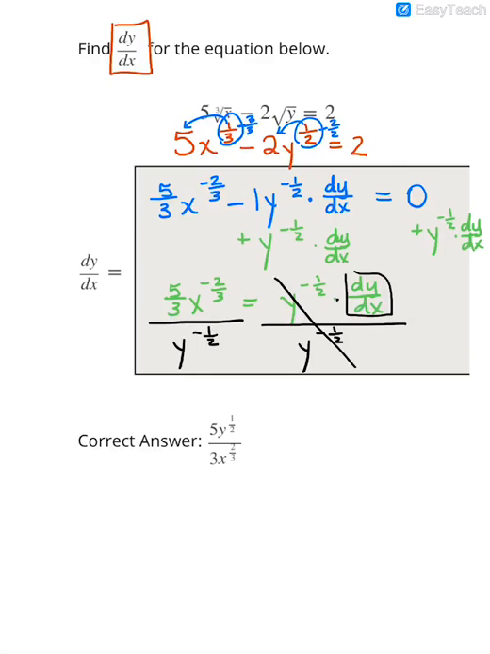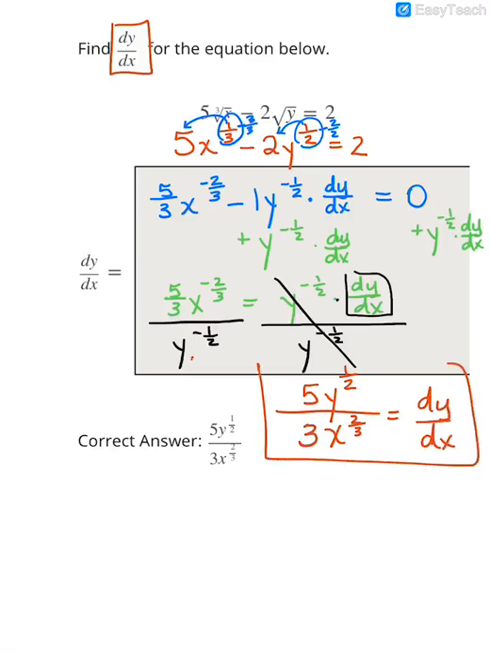So right now, the fraction 5/3 means I've got a 5 on top, a 3 on bottom. X to the negative 2/3 would put the X on bottom, and once you do that, it's a positive 2/3 power. Y to the negative 1/2 would bring the Y term to the top, and once you do that, it would be a positive 1/2 power. So there is my dy dx.